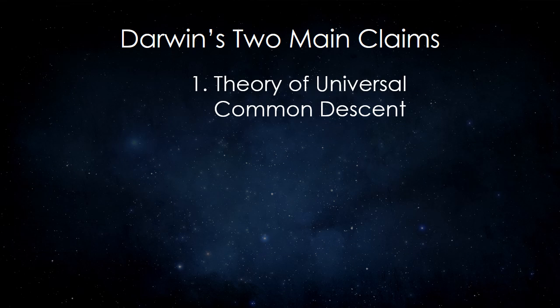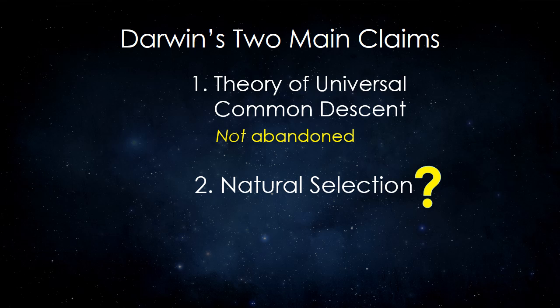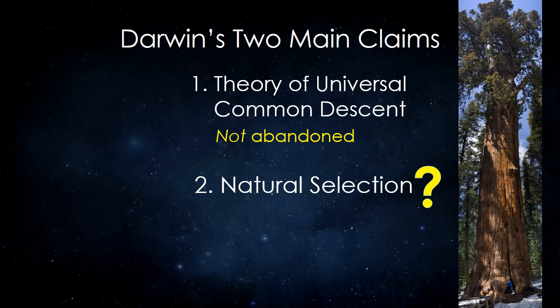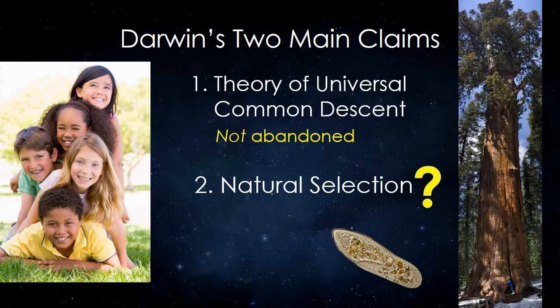Even though they may accept the theory of universal common descent, many scientists question whether natural selection, acting on random mutations, can explain the existence of organisms as diverse as a giant sequoia, a microscopic paramecium, humans, and snails.